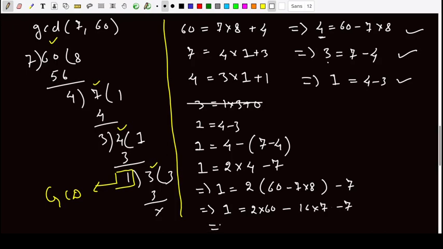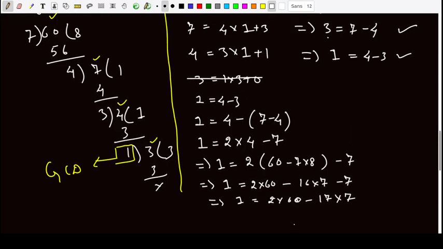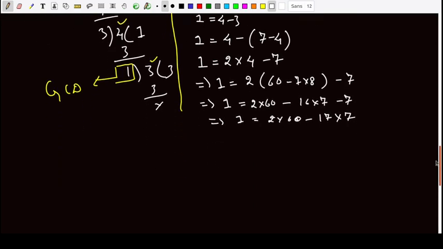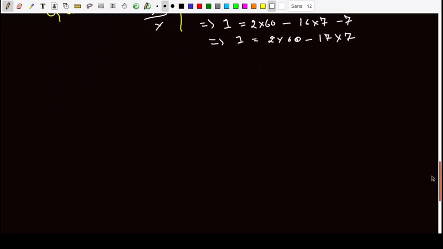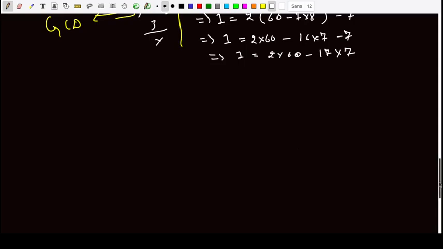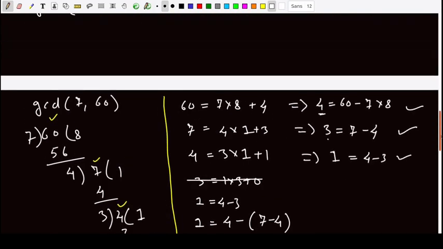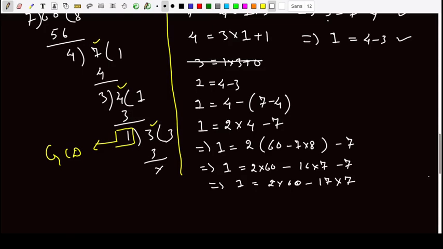So what we can write down is 1 equals 2 into 60 minus 17 times 7. All right, so okay, let me scroll. I'm so sorry, it meant to go down. So from here, all right, so this is the value we have come up with.